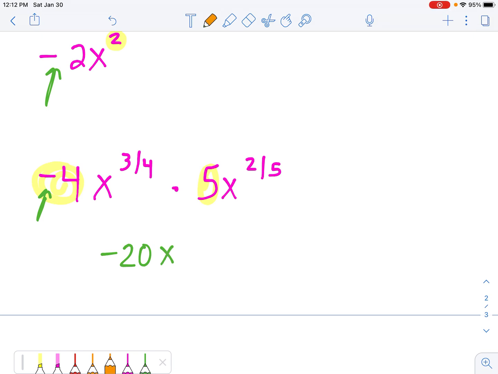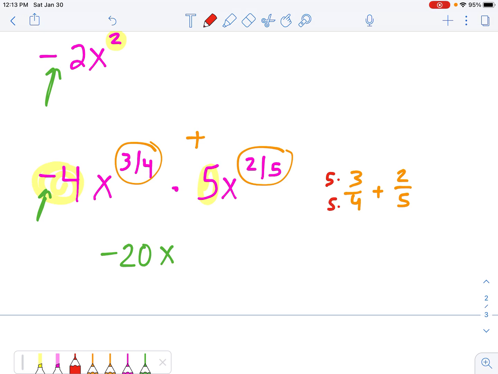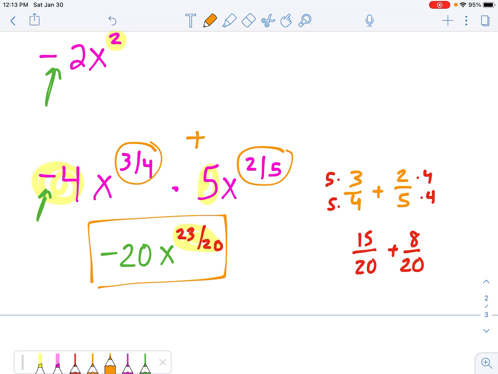With multiplying, when we have the same base, we rewrite our base, and who remembers what we do to our exponents? We add our exponents. So 3/4 plus 2/5. Well, you can use your calculator to get a common denominator, or you can do that work by yourself, getting that common denominator of 20. So we'd have 15 over 20 plus 8 over 20, and that gives us 23 over 20. We do not have to move anything because this is a positive exponent. Remember, the negative in front is just a negative number.